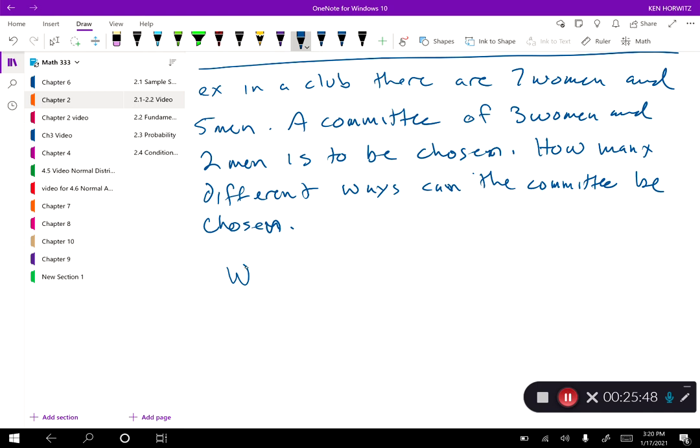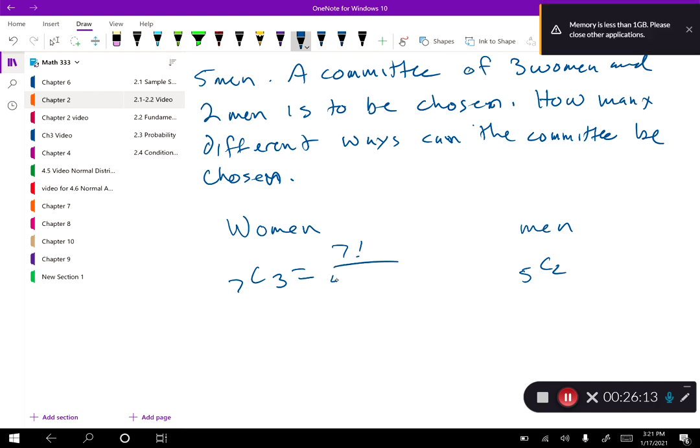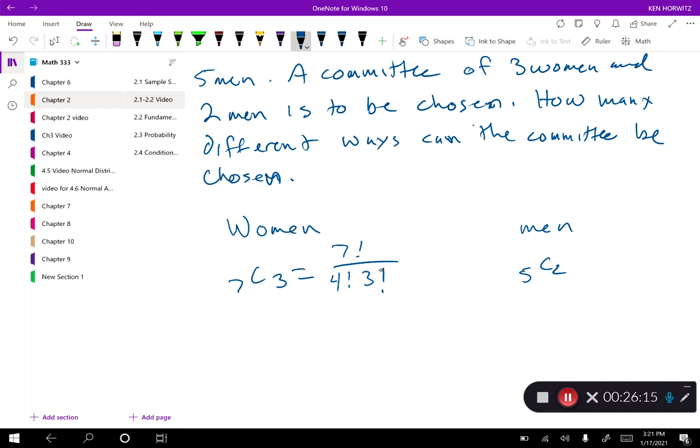So we're going to need actually 2 in this one. We need 1 for women, and we need 1 for men. And men is going to be out of 5. We're choosing 2. So now we are going to execute the formula. So I have 7 factorial over 4 factorial, 3 factorial. And you can go back and check, I am following the formula. And we have 5 factorial over 3 factorial, 2 factorial.